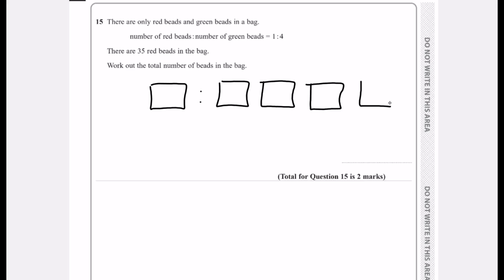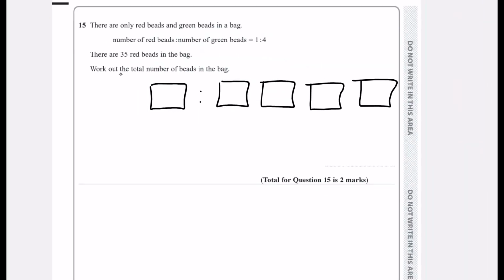Question 15. There are only red beads and green beads in a bag. The ratio of the red beads to green beads is 1 to 4. There are 35 red beads. Work out the total number of beads. We've got a ratio of 1 to 4, so 1 part to 4 parts. And this is red, and it is 35.